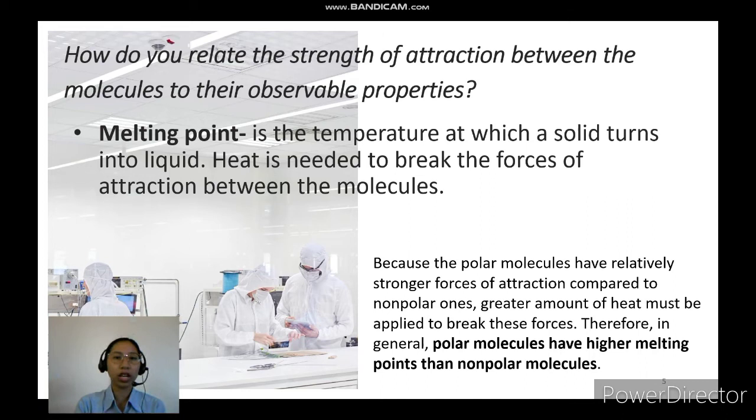Now, let us proceed with the second property, which is melting point. It is the temperature at which a solid turns into liquid. Heat is needed to break the forces of attraction between the molecules.